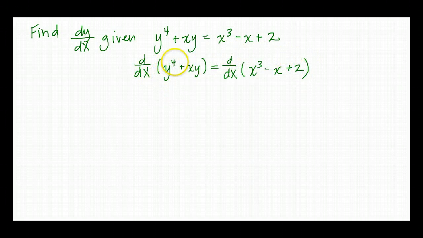Now on the left side, again, we apply the chain rule. So bring the 4 to the front, leave the inside the same, and reduce the power by 1. So we'll have 4y cubed, and then we have to remember multiplying by the derivative of the inside, so dy/dx.